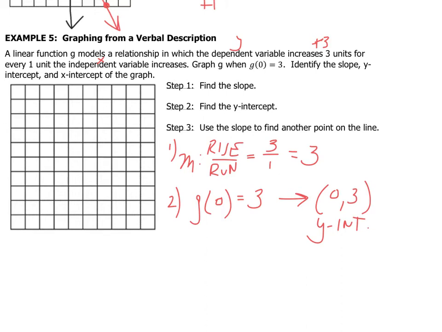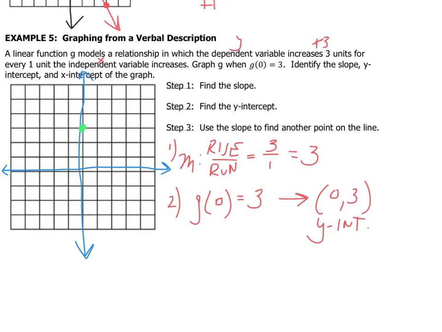So then what we need to do is graph this. So again, try to make as nice a straight line as you can. And now I can plot my first point, which is the 0, 3. That's my y-intercept. Then I will use red, and I will then plot my slope.